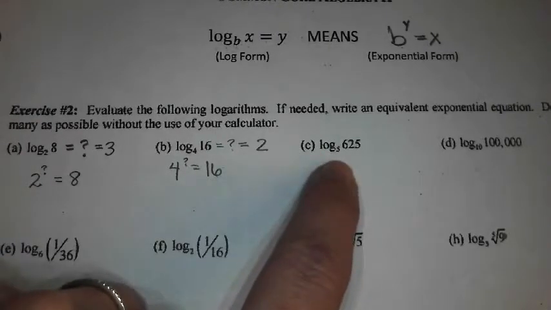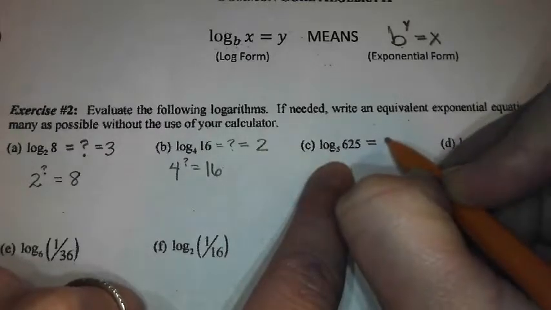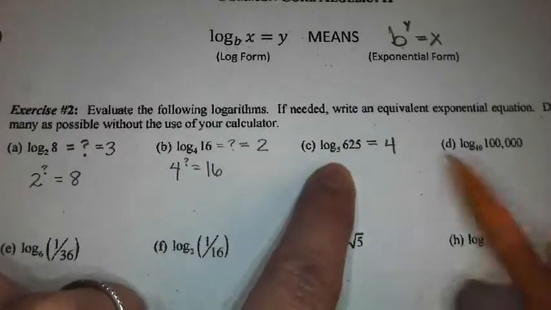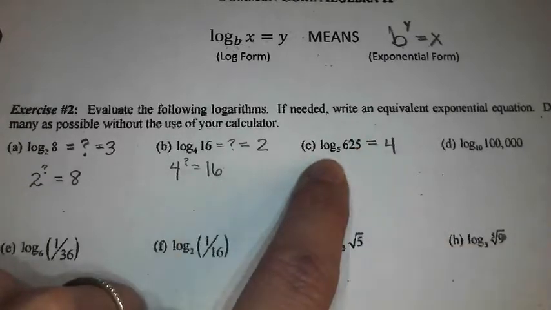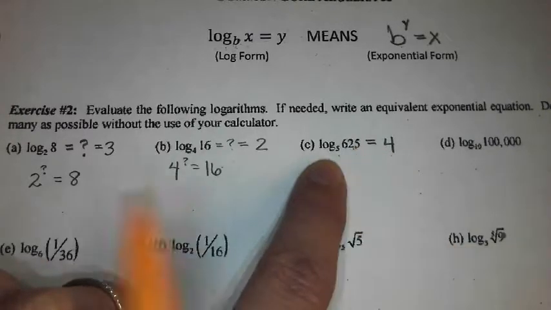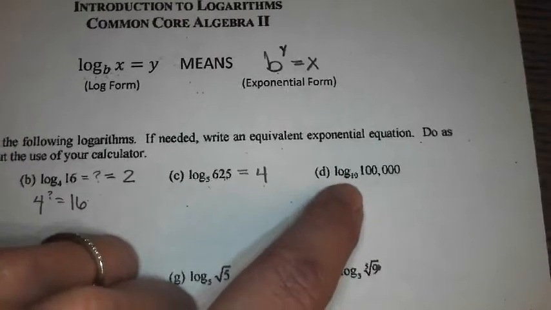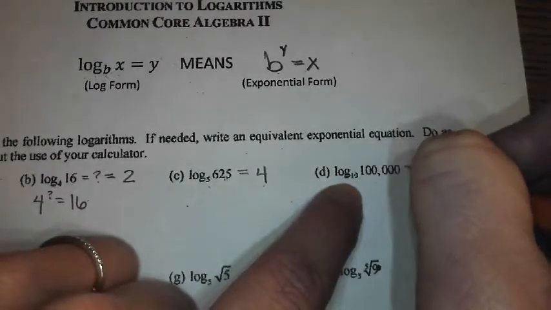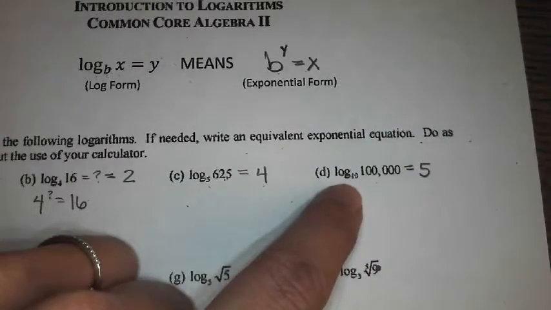5 to what power gives you 625? 4. And you could check on your calculator. 5 to the 4th power equals 625. It's your base raised to the other side. Check to see if that equals what's kind of in the middle here. 10 to what power equals 100,000? Good?